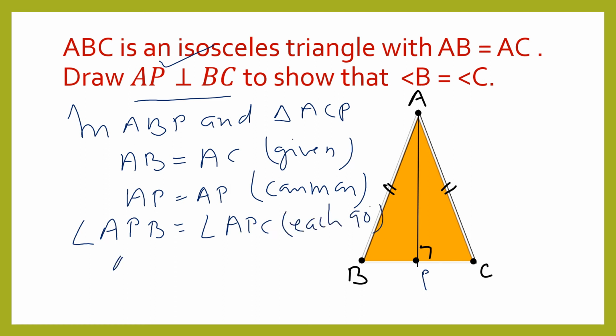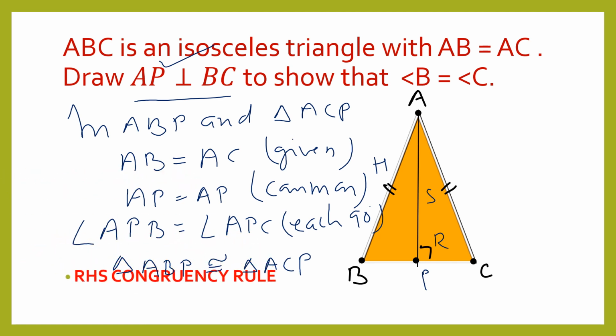So can we now write that triangle ABP is congruent to triangle ACP, but by which congruency? This is your right angle, this is your side, and this is clearly your hypotenuse. Yes, you are correct. This is done by RHS congruency rule. By all these questions, I hope now the properties of isosceles triangle are clear to you.